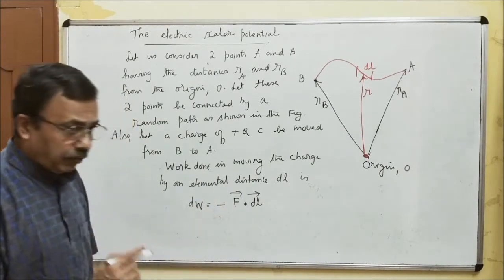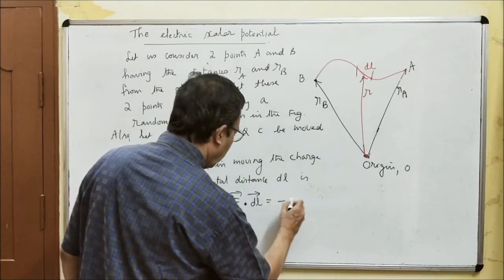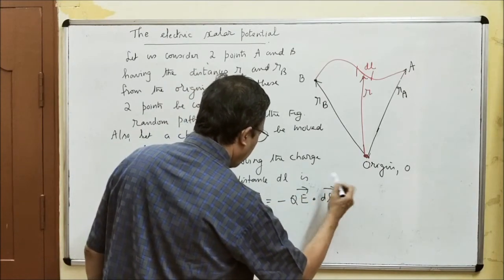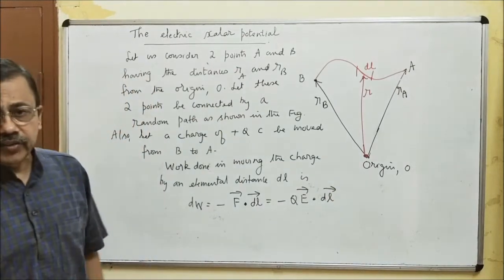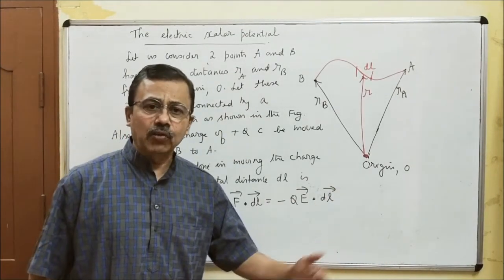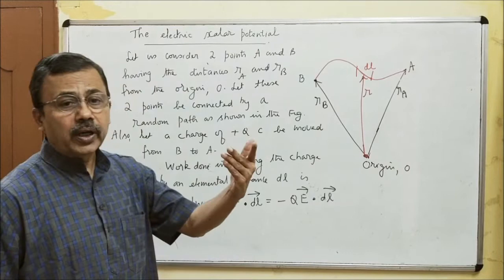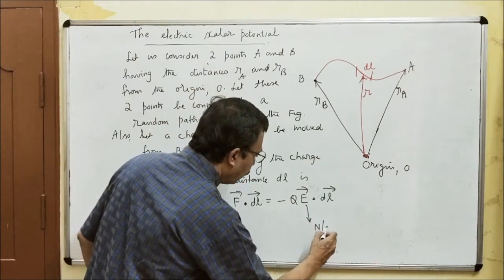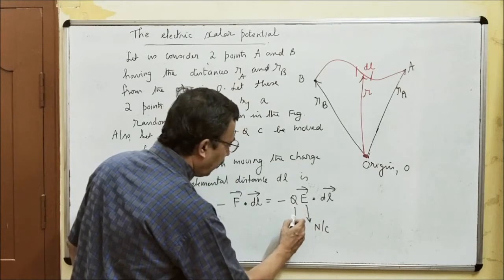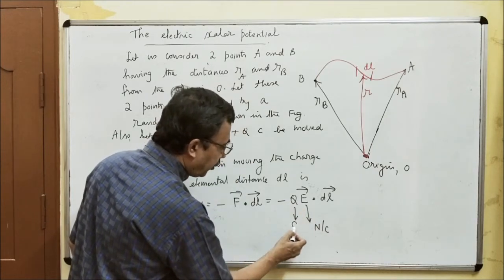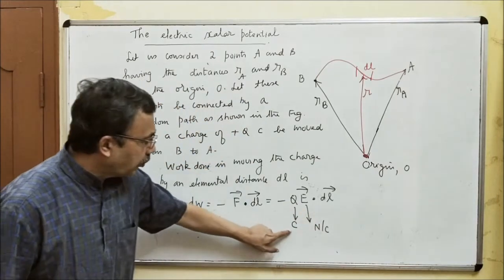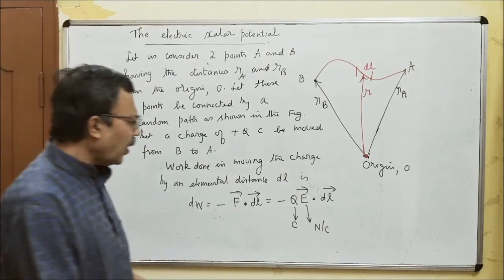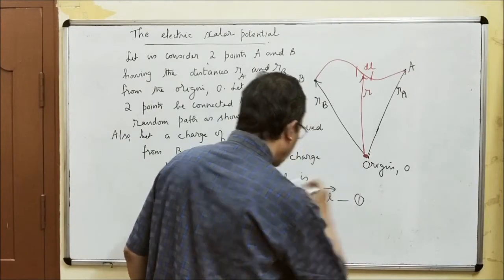What is F? F is Q into E. So this becomes minus Q E dot dl. There are two units for electric field intensity: volts per meter, and joules per coulomb or newtons per coulomb. If you take the unit of E as newtons per coulomb and the unit of Q as coulombs, coulombs into newtons per coulomb gives newtons, which is nothing but the force F. This I will call equation 1.